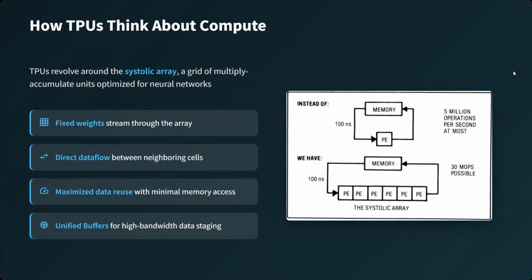How do TPUs think about compute? It is based on a systolic array, a grid of multiply-accumulate units optimized for neural networks. We're not jumping deep into this, else this would confuse you all. We're just going at a high level to understand what a systolic array means. Fixed weights stream through the array, direct data flow between neighboring cells, maximize data reuse with minimal memory access, and unified buffers for high bandwidth data staging. So the way it looks at compute is quite different compared to a GPU.